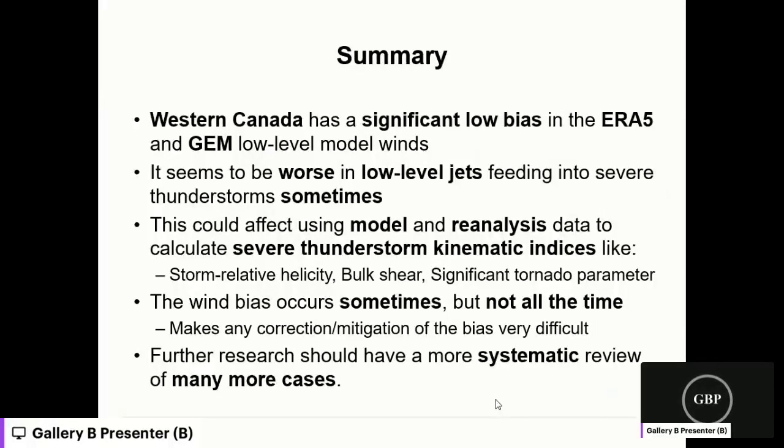I think in the future we need to do a more systematic review of cases, but you have to be careful with that because you end up with just a big smear scatter plot and you can't say much from it. So I'm not exactly sure how to proceed with this, except there needs to be more cases and a more systematic way of doing it. And yeah, that's all I have to say.